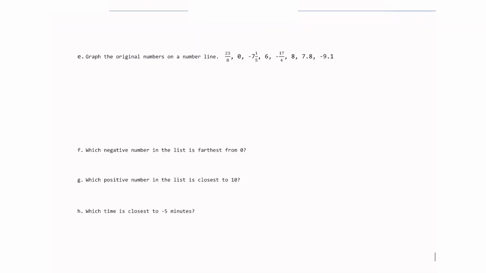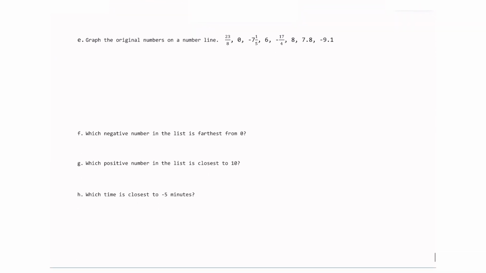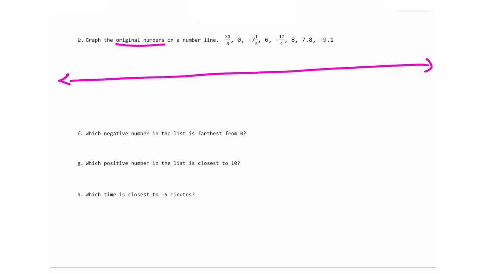And here we are on the last part of this question, which says graph the original numbers. Okay, remember, you have to be very careful. It says original numbers, so no absolute values. Negative is negative, positive is positive. Okay, so let's start putting them on the number line. So remember to use your scale to make the number line. Here is my number line.